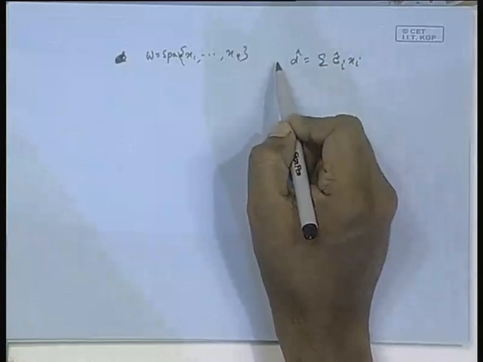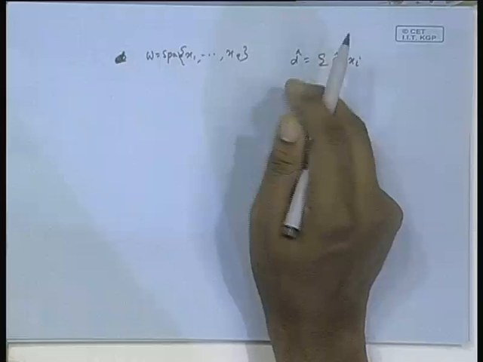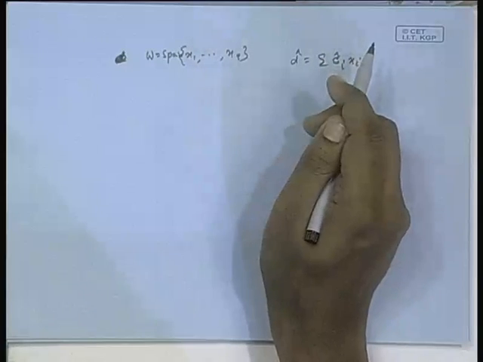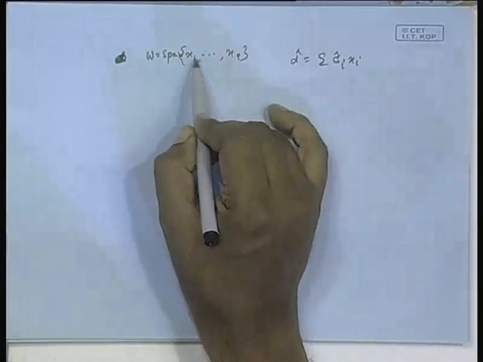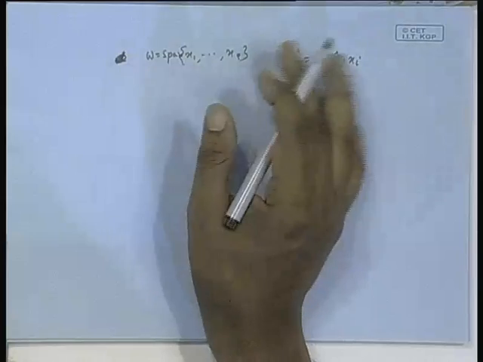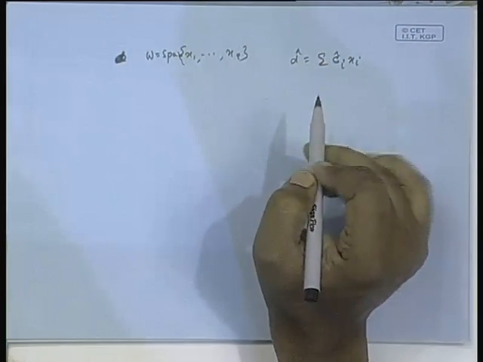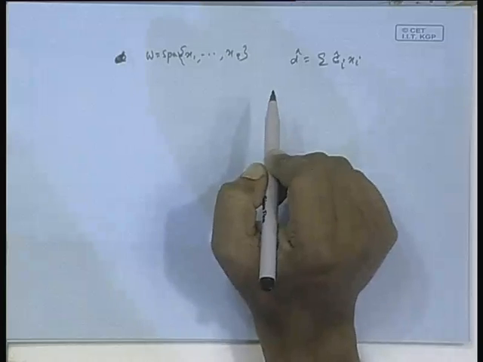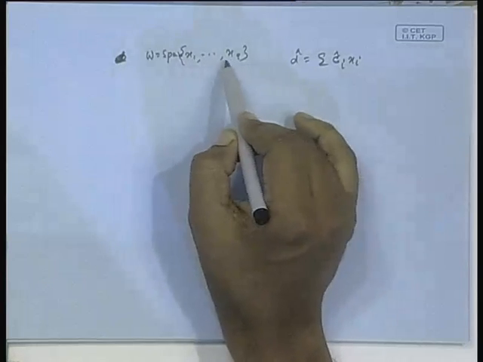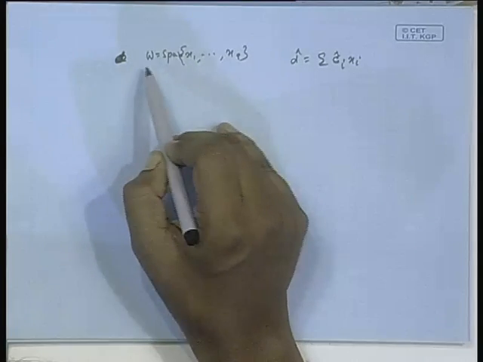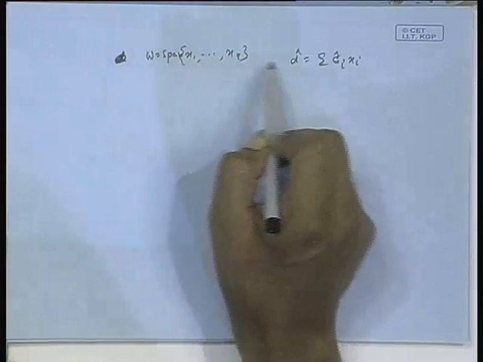So if you take the difference between d and d cap, that error will have minimum variance and that error will be orthogonal to each of x1 to xq, that is, the correlation will be 0. That is what we found, and that will give you the optimum coefficients. But the optimum coefficients need the correlation values among x1 to xq and the cross correlation of the external variable d with each of x1 to xq.